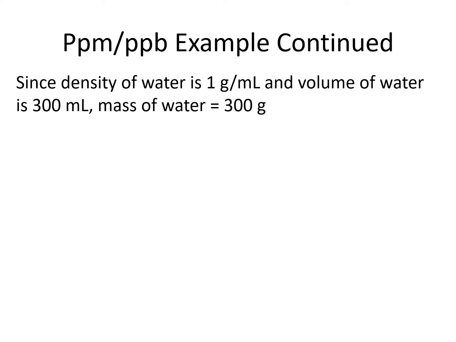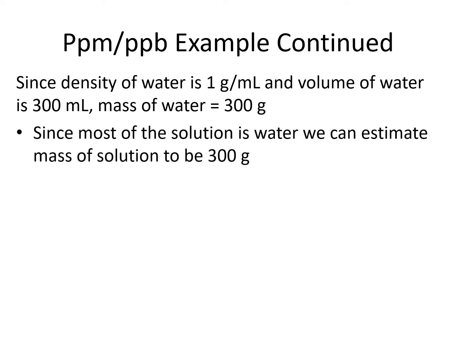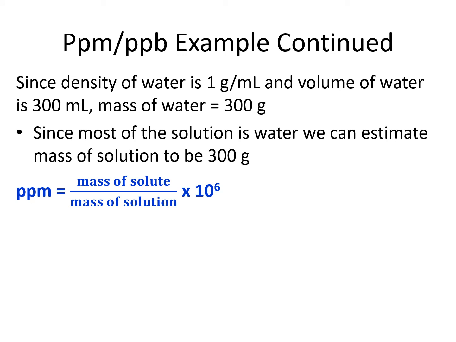We can use the density of water to convert between grams and milliliters of water. Since the density of water at room temperature is 1 gram per milliliter, that's a really easy conversion. If we have 300 milliliters of water, that means we have 300 grams of water. Since most of the solution is water, we can estimate the mass of the solution to be 300 grams. We're going to plug the numbers we know into our equation for parts per million. But first, we need to rearrange the equation to solve for mass of the solute, which is lead.